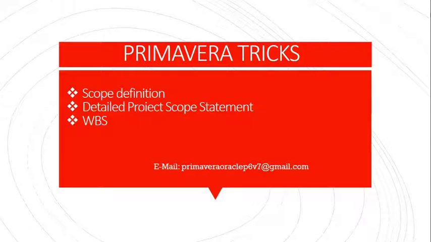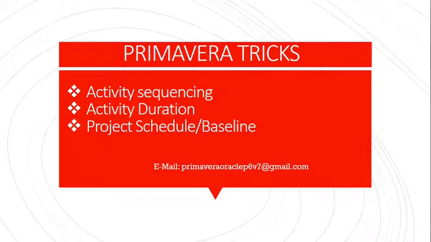In WBS, it is called work breakdown structure. Suppose there is a project and you have to schedule it. In that, you have to break down all the work into a WBS so that you can manage it easily. The WBS is a hierarchical representation of any work. Next is activity sequence.